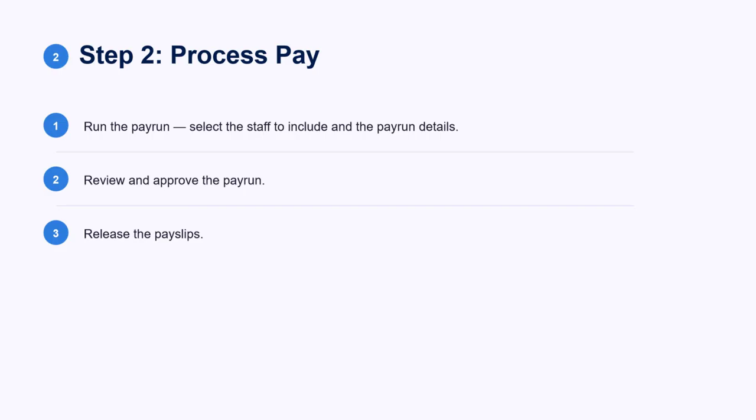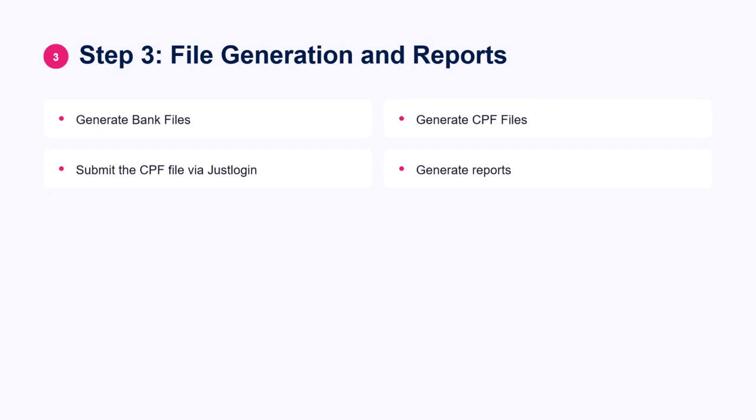Step 3 in running the payroll would be the file generation and reports. Once the payroll has been successfully processed and approved, the final step is generating payroll files and reports. These include generating the bank file, generating the CPF file, submitting the CPF via JustLogin, and generating the reports.